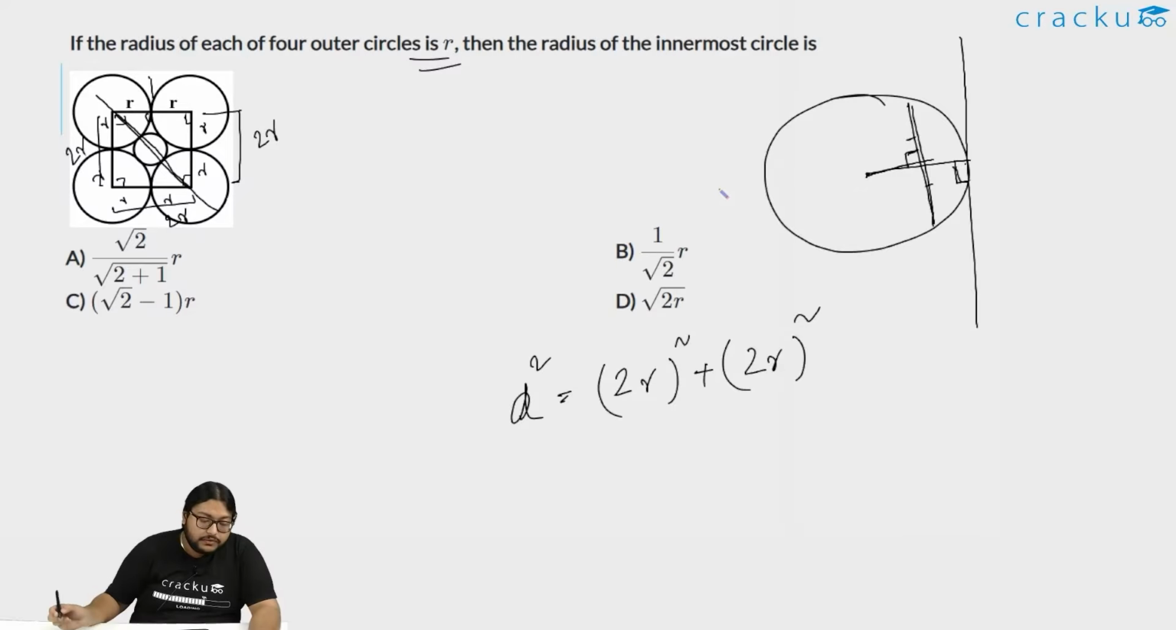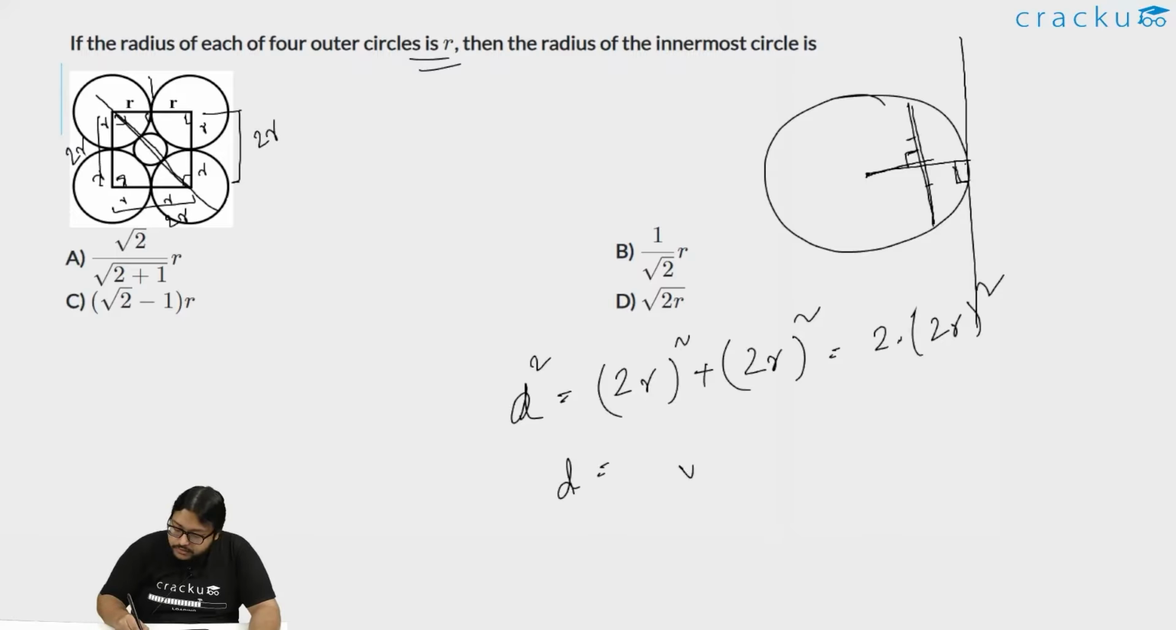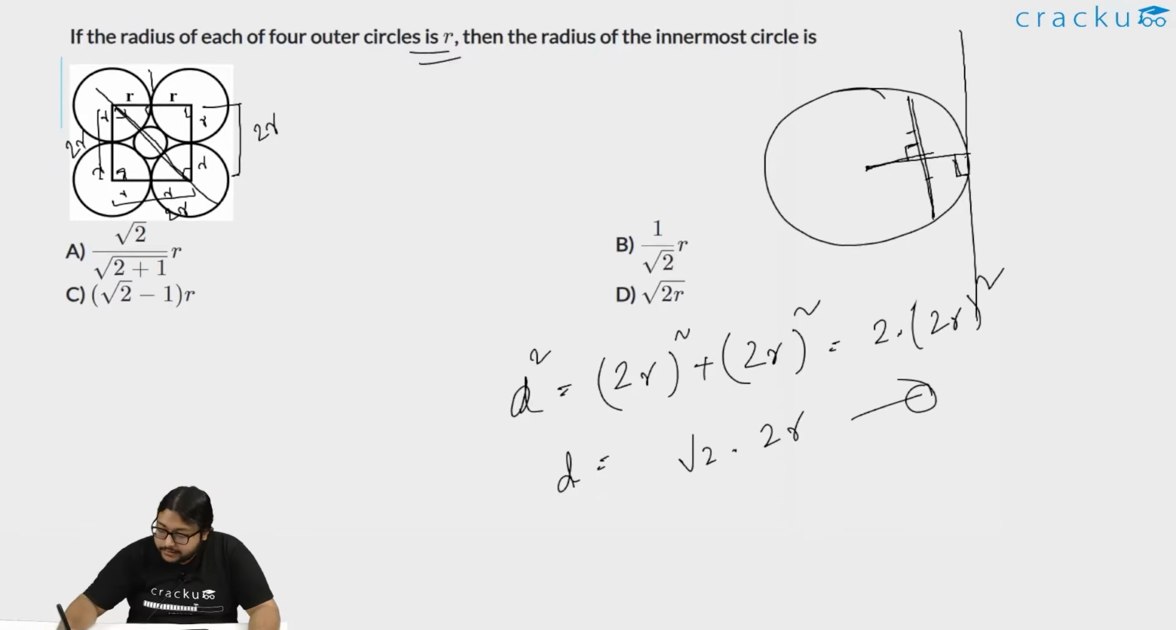And how do we get that? Because it's a Pythagorean triplet, right? Because right angle triangle, so Pythagoras theorem, we can say that. So this gives us 2 times 2R square, or D is equal to root 2 times 2R. Let's just keep it at that.